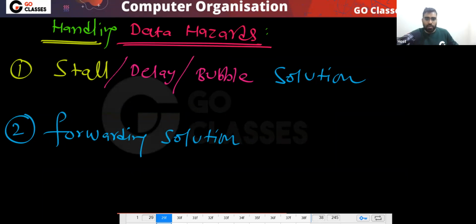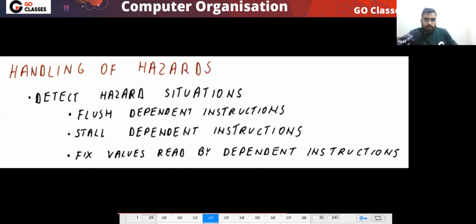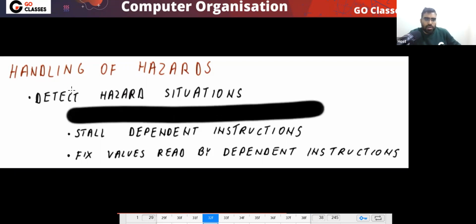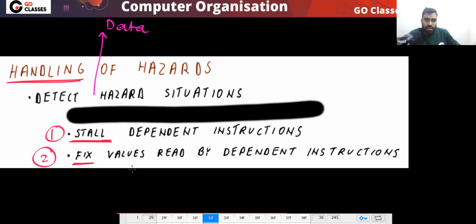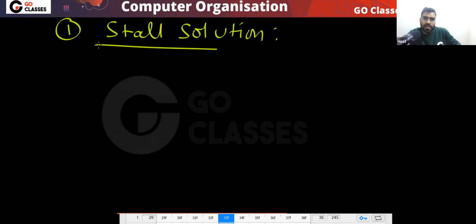Now let's see the first way, that is the stall way. You can notice detecting data hazards. There are two solutions. You want to handle them. One is stall. Another is fix what you have done, fix your mistake. Now let me explain the stall solution. It is very simple and very intuitive.